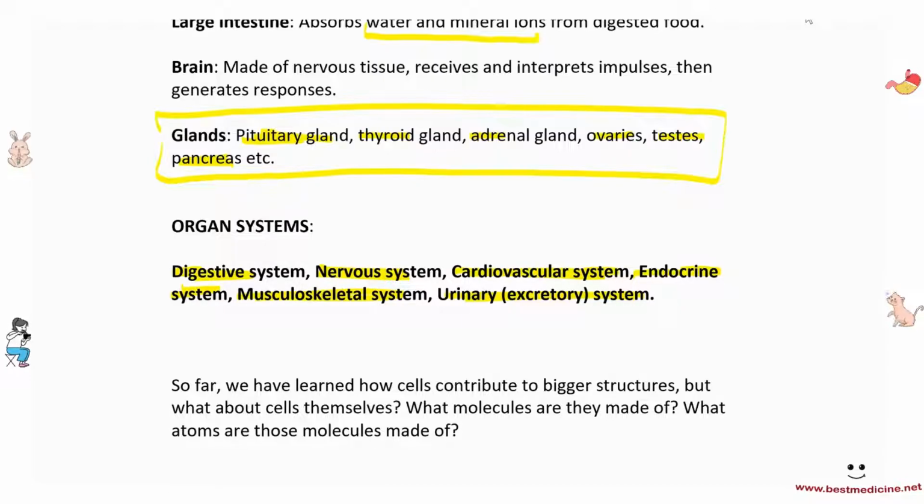So far what we have learned is how cells contribute to bigger structures and so on. But what about cells themselves? What are they made up of? What molecules are they made of? What molecules do we absorb from our food that help make our cells and then help make our body? That's a very important discussion that we need to have before going into the digestive system. We need to understand what molecules we need to take in from the food, for which we need the digestive system.